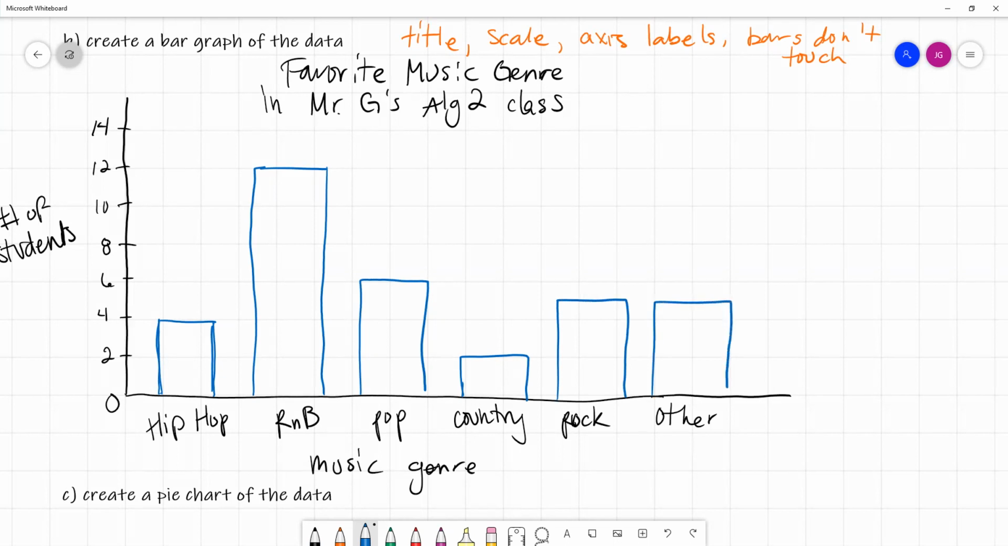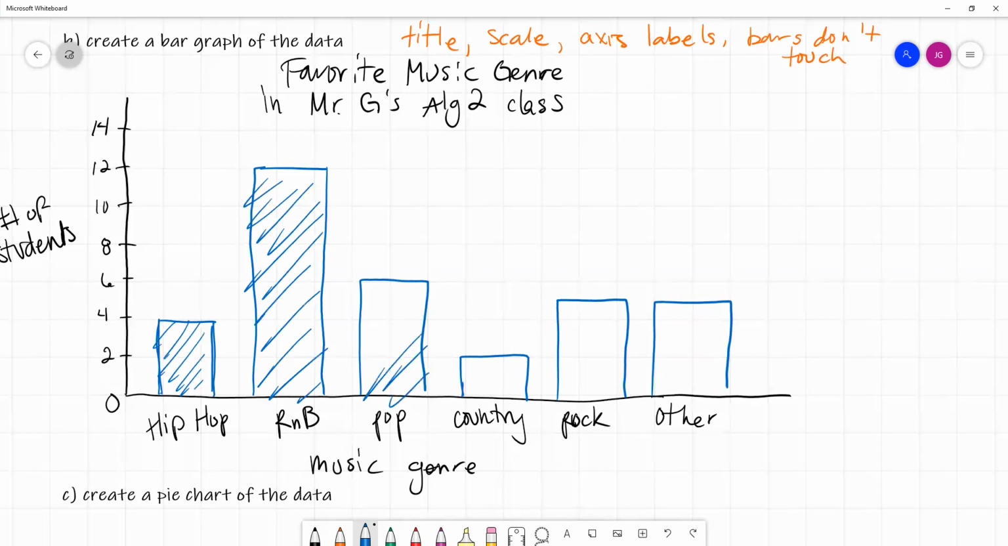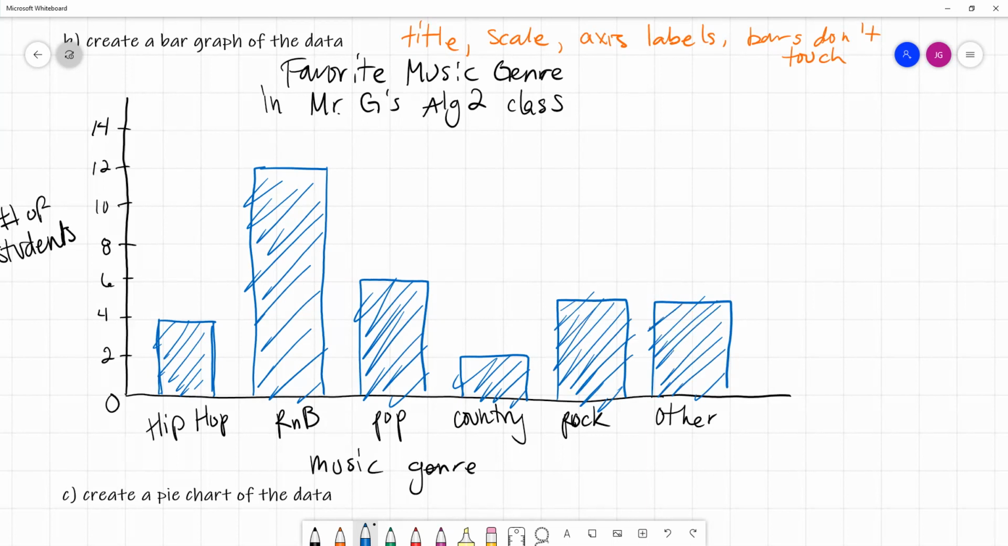Okay, so I got my title, I got my scaling on my vertical axis, I got my axis labels, and then my bars aren't touching. Okay, if you wanted to, you can fill these bars in. You don't have to, you can just leave them not shaded in. You can color these bars different, maybe to help the reader out a little bit to show that there are different bars, whatever you want. These are kind of the minimum requirements, right? Anything else, as long as you're not going extra, just kind of helps, okay?